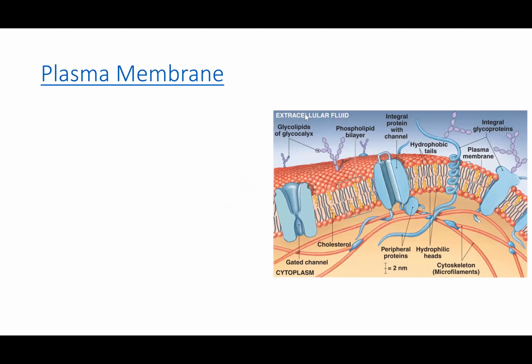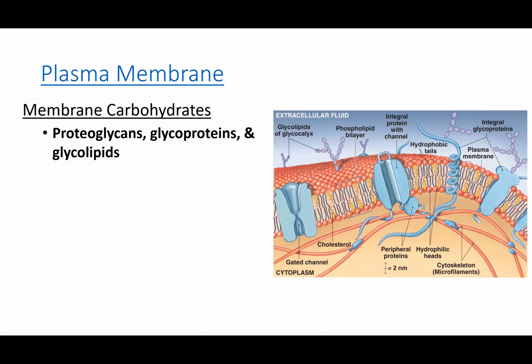Okay, membrane carbohydrates. So attached to the plasma membrane, you have carbohydrates. And different types of carbohydrates, peptidoglycans, glycoproteins, and glycolipids.